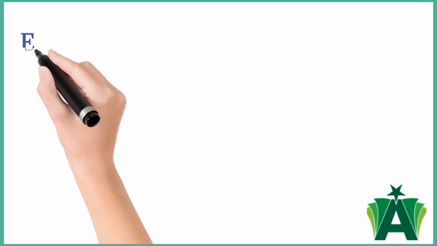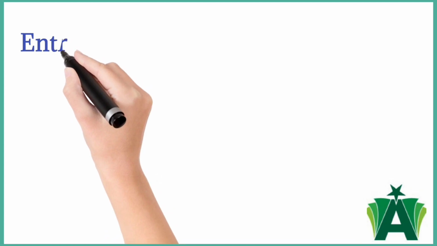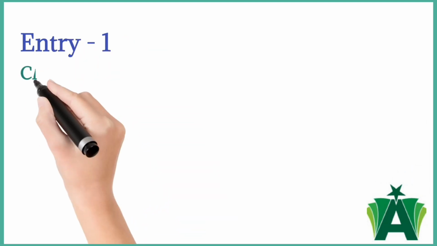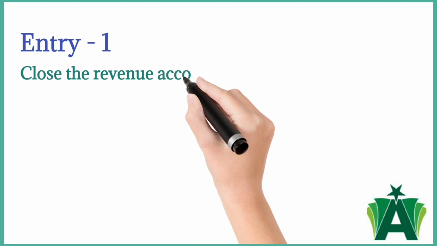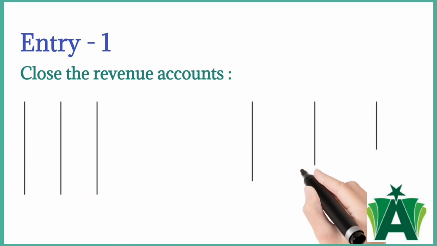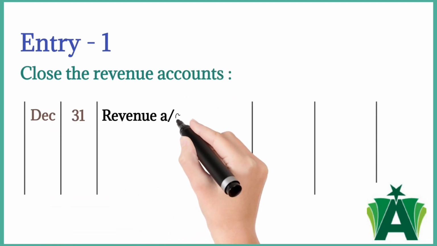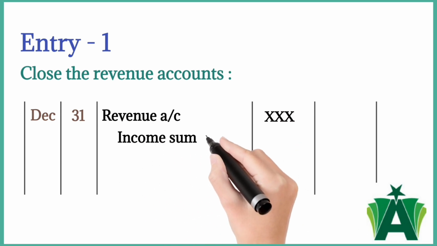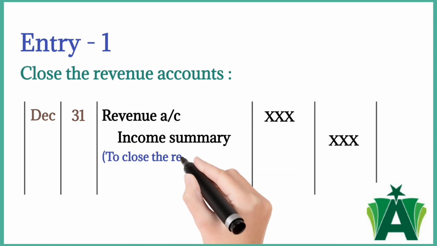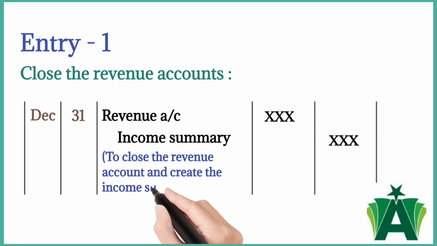The first closing entry transfers the credit balances in the revenue accounts to the income summary account. Close the revenue accounts. In general journal form, the entry is revenue account debit, income summary account credit, to close the revenue account and create the income summary account.